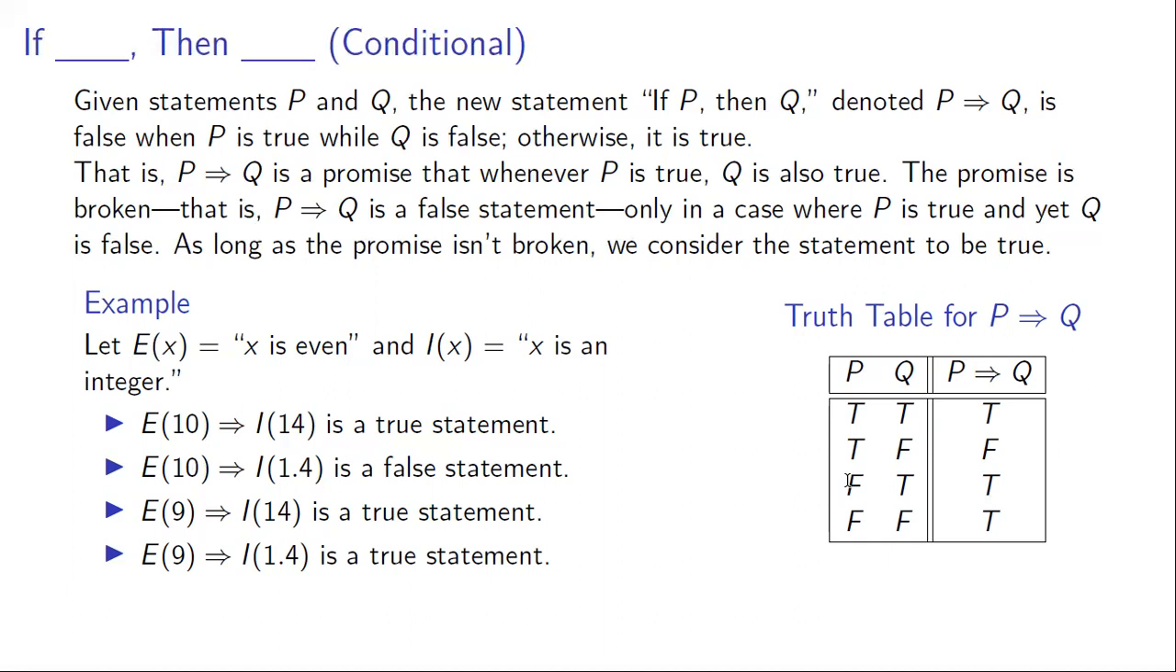So there's no obligation for Q to be true. It happens to be true, but it doesn't really matter. The point is Q is false. So therefore I have no obligation to have Q. So therefore this promise is never broken.